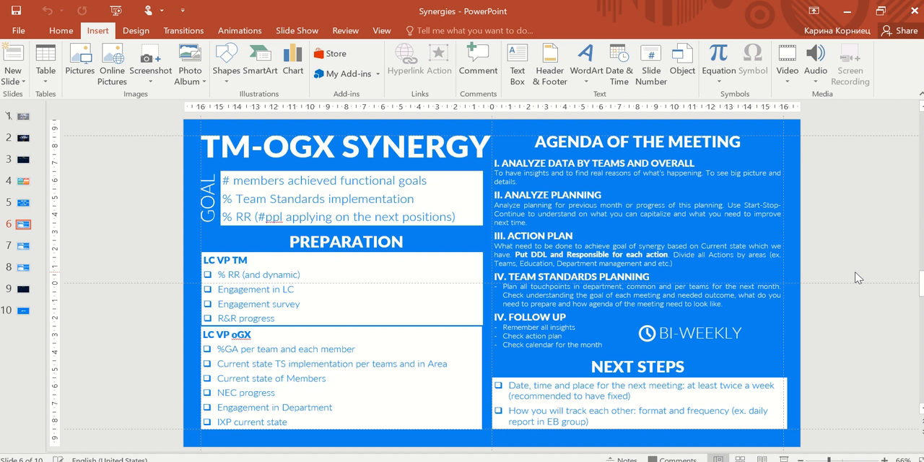From the VPOGX side, usually it's goal achievement per team and each member, so you understand how teams and members are developing inside the area. It's the current state of team standards implementation, current state of members, and current state of the national educational cycle, the things which should be implemented in areas with people. Engagement in department, so you can check through all the people and understand who is really engaged, who is not, and what you should do with these people. And XP during the campaigns, to understand how it is going and who from the area is participating.